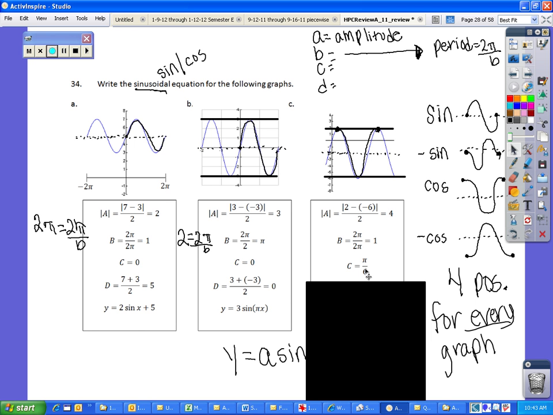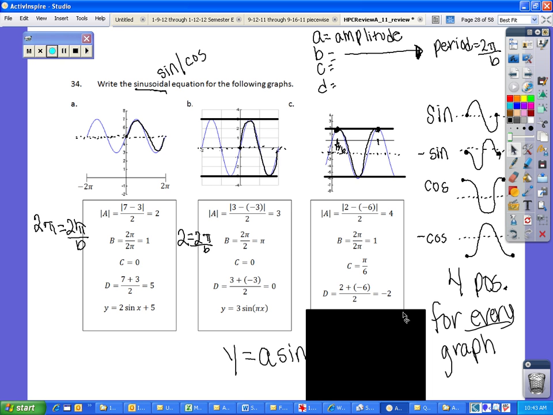C is going to be pi over 6. C is how far you are shifted, left or right. For some reason it seems like the labels got left off this graph, but it should give you a label here as well. And in this case it would be shifted because this would be the value of pi over 6 right here. So if this were pi over 6, you know that it starts at pi over 6, so it's shifted to the right pi over 6. And then finally your midline is at -2.